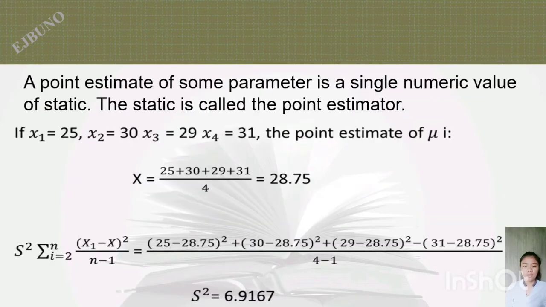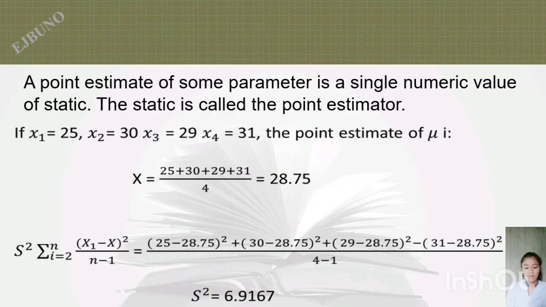A point estimate of some population parameter theta is a single numerical value of a statistic theta hat. The statistic theta hat is called the point estimator. So theta hat will be used in replacement of theta. As an example, suppose that the random variable x is normally distributed with an unknown mean mu. The sample mean, x bar, is a point estimator of the unknown population mean mu.